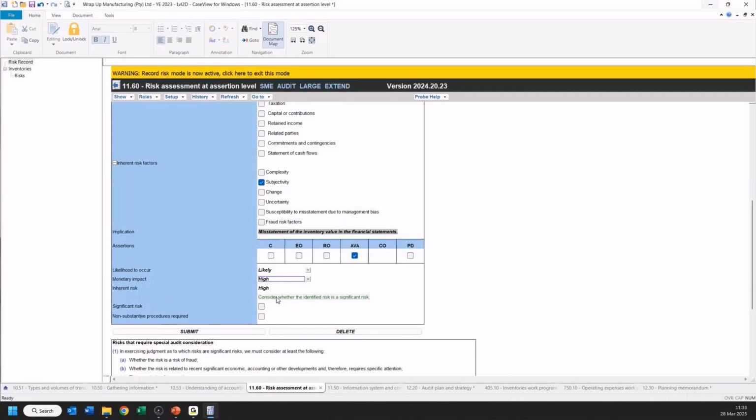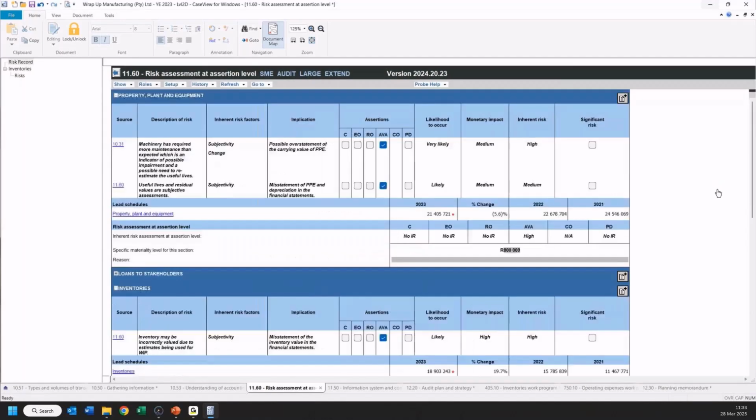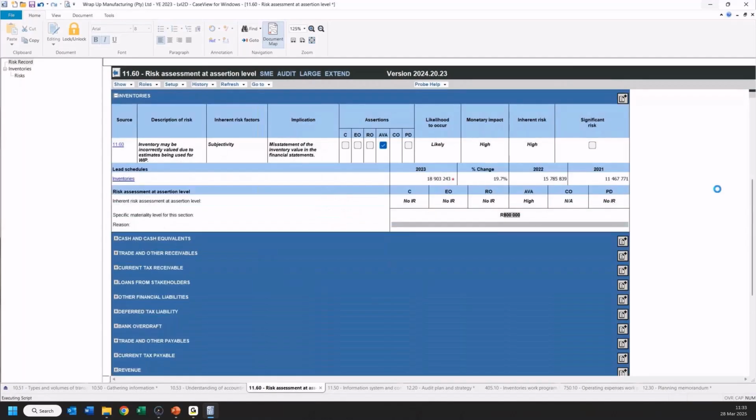All right, so I'm going to keep this on high so that we can remember that when I have a high inherent risk, I am prompted to consider if it's a significant risk. If it's not, it will just remain high. I can click the submit button and I will continue with a high risk of material misstatement, not a significant risk of material misstatement.